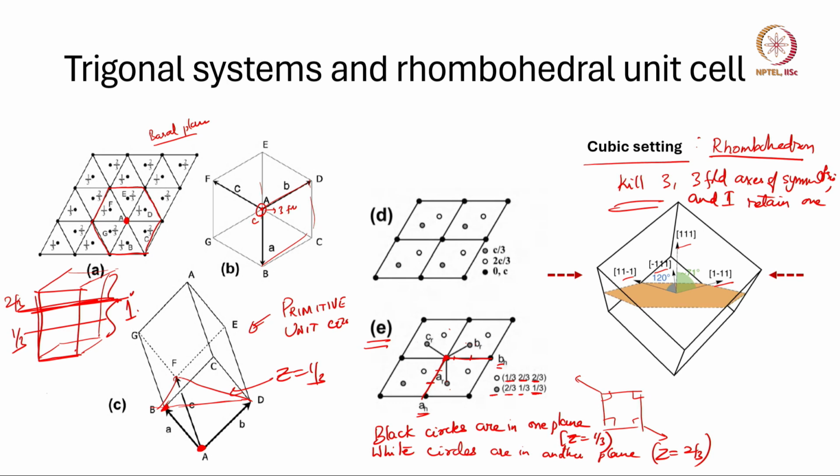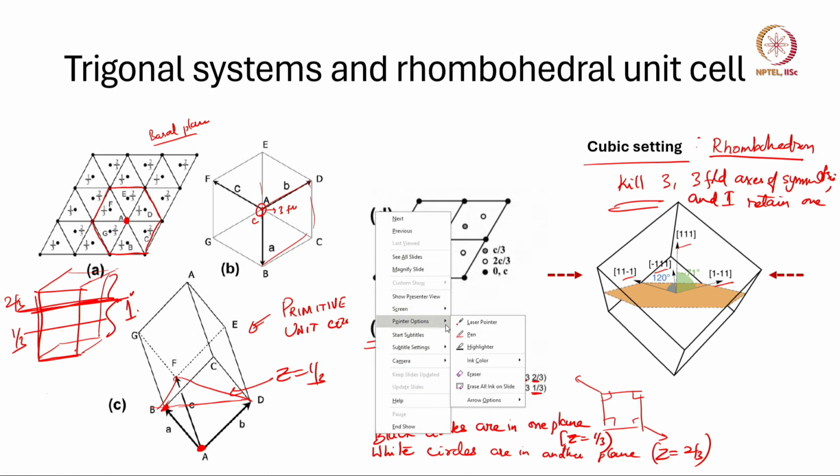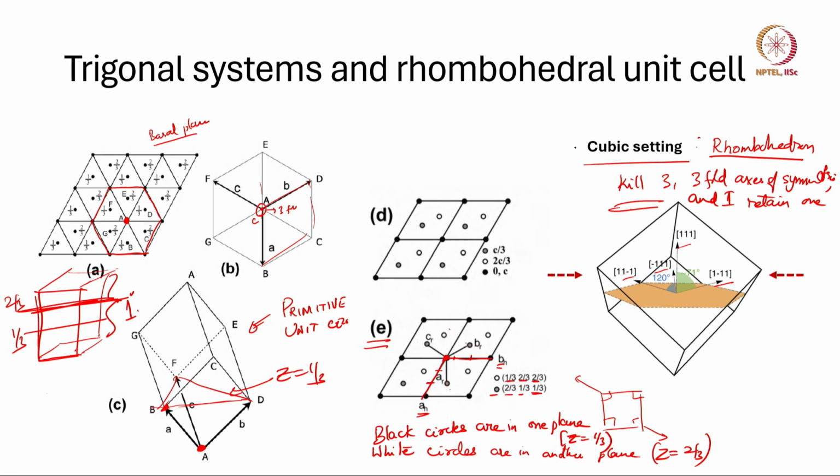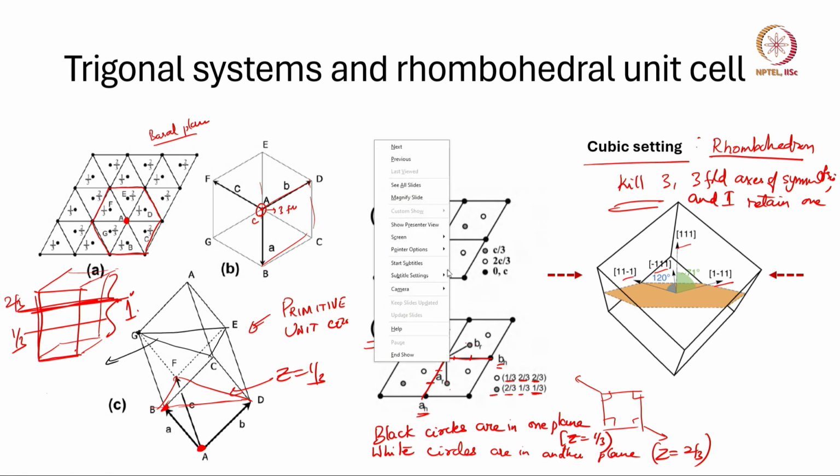Whereas, if I change the ink color now, let me change it to black, right. So I have G, C and E, right. That is another plane which is okay. So, black, probably not black.